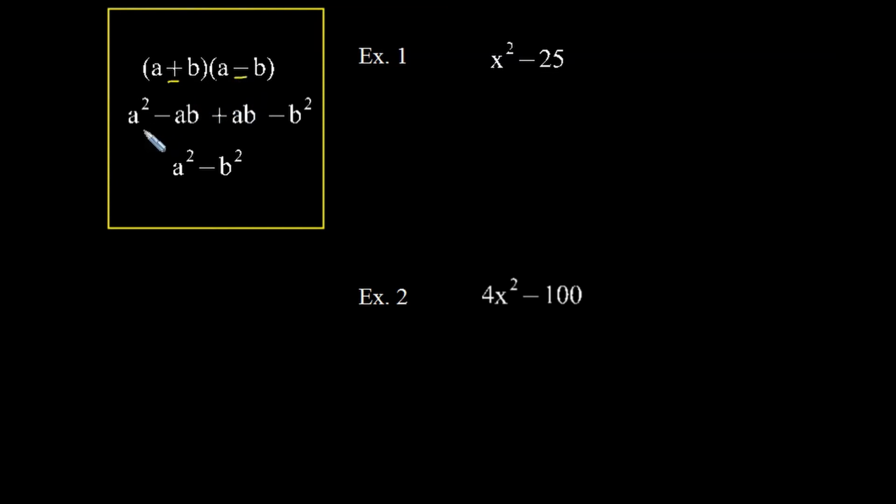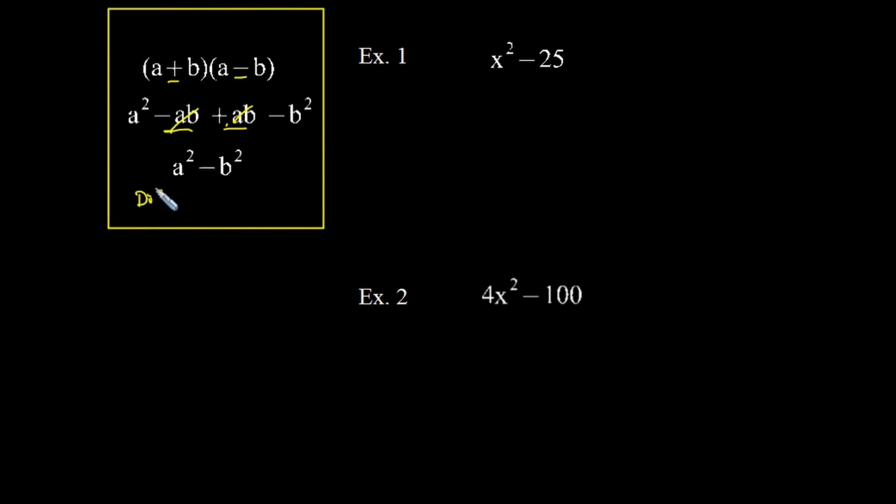So you can see when we FOIL this out, or distribute the a and the b into the second parenthesis, we'll get a squared minus ab plus ab minus b squared. And then the middle terms are going to cancel out. They become identical because of this change in sign. That occurs because one term is positive and the second term is negative. So these will cancel out or sum to 0, and then we are left with a squared minus b squared.